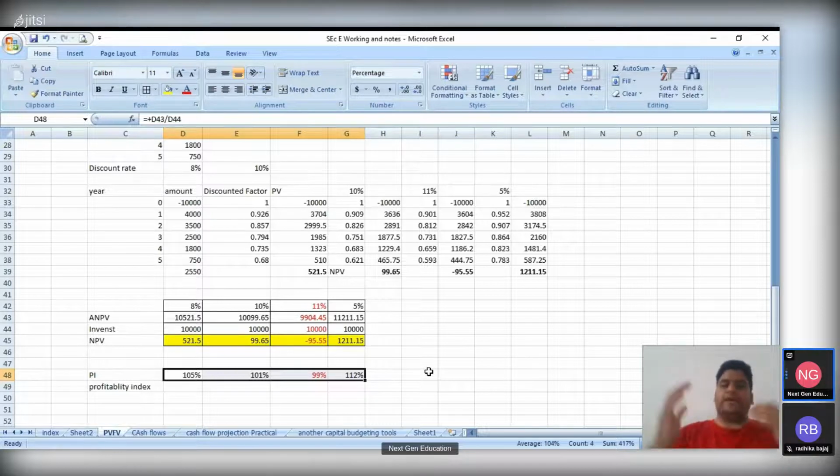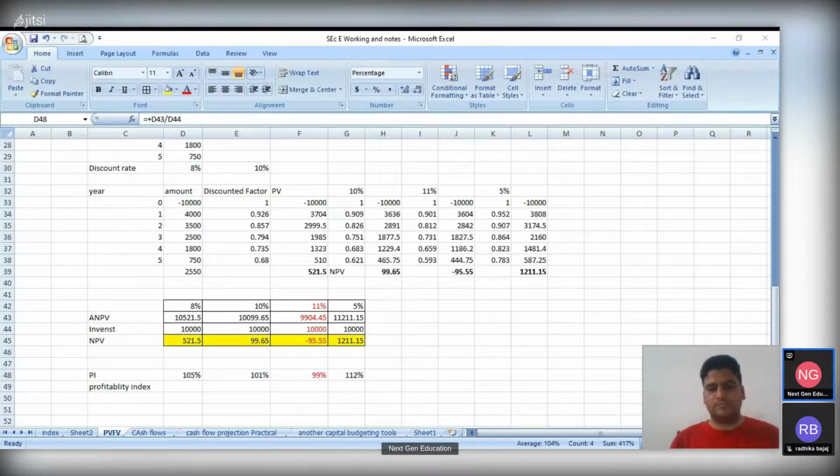But if your NPV is negative, definitely you reject the offer and you are in the loss because your NPV is less than the investment value. Understand? I hope it is clear to you, the NPV versus profitability index.